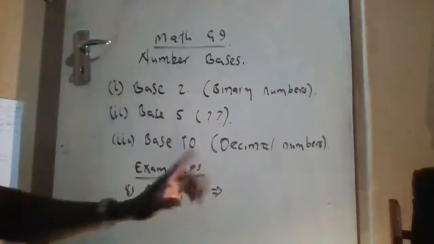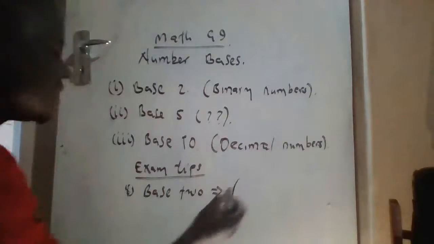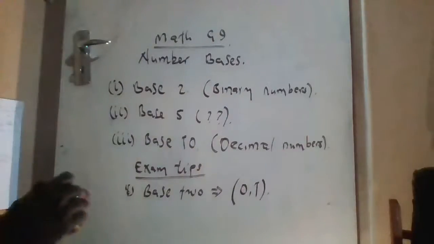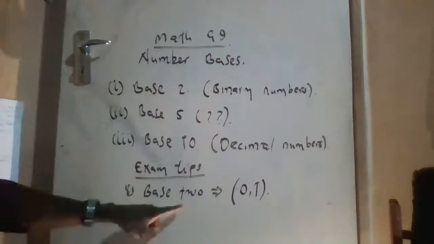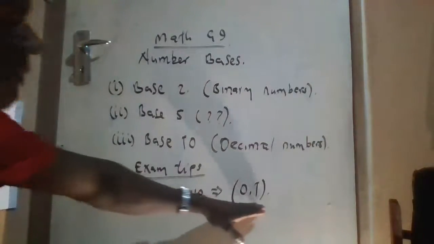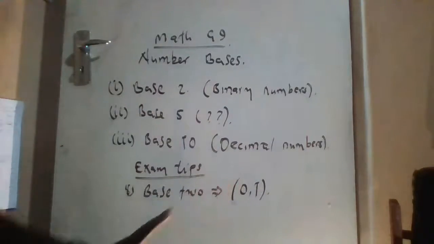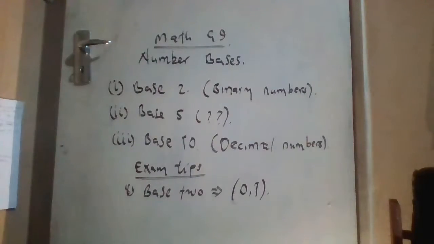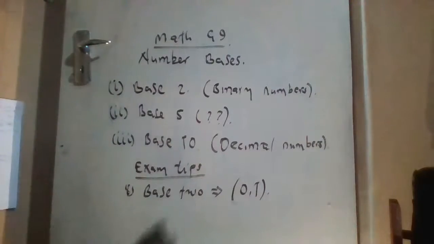Come on, let's look at this. Base 2. What whole numbers are those that are less than 2? 0 and 1. So when you're dealing with any big number, for as long as it is in base 2, the numbers that you're likely to be handling are just 0 and 1, nothing more. If you get 2, then you're wrong somewhere. If you get 3, any number bigger than the base itself means something is wrong.